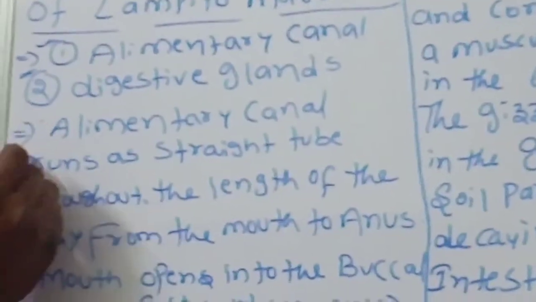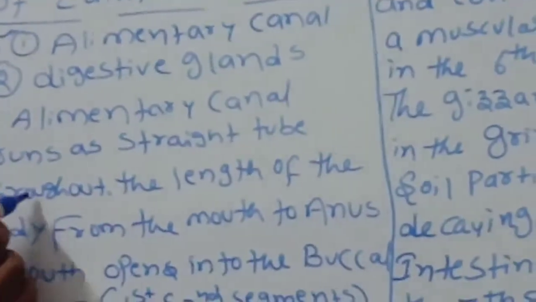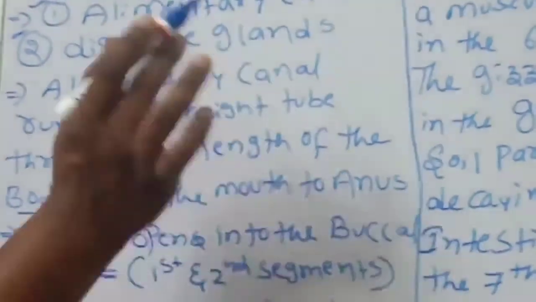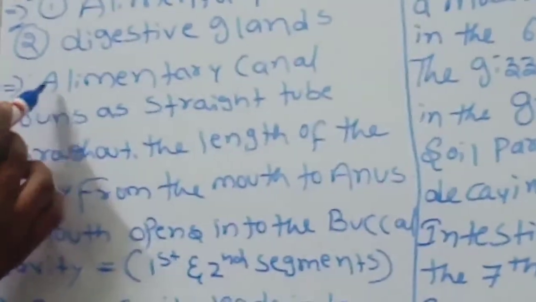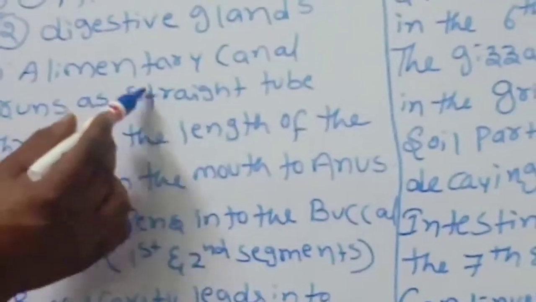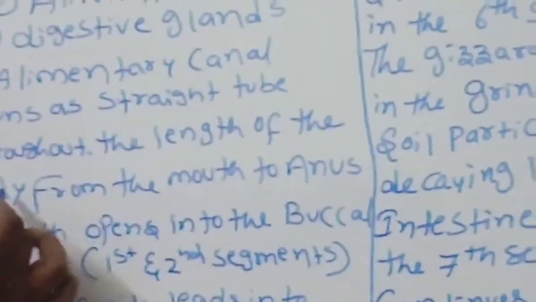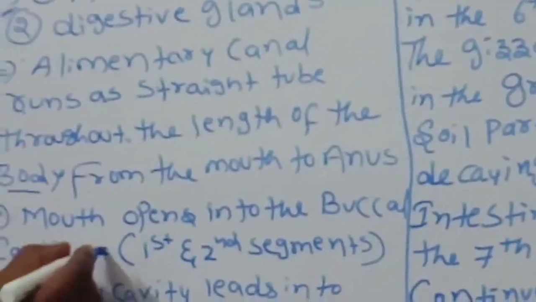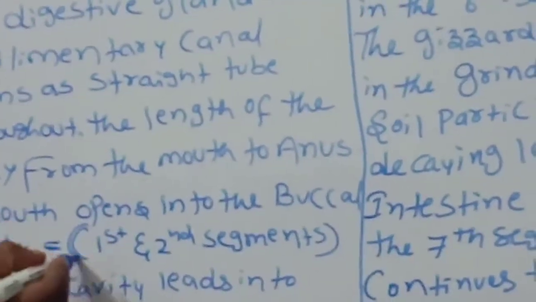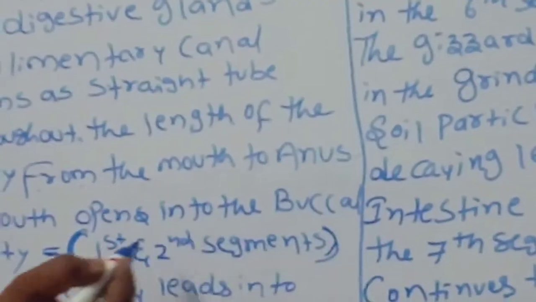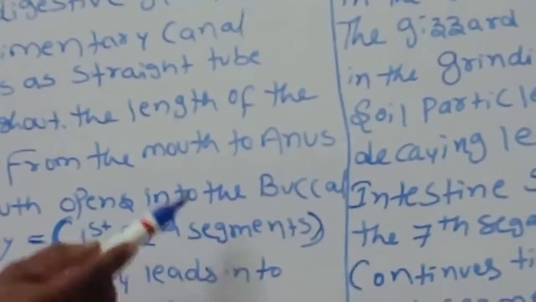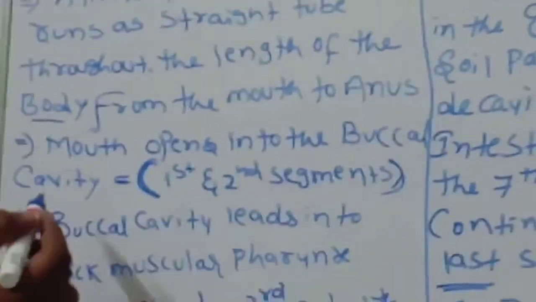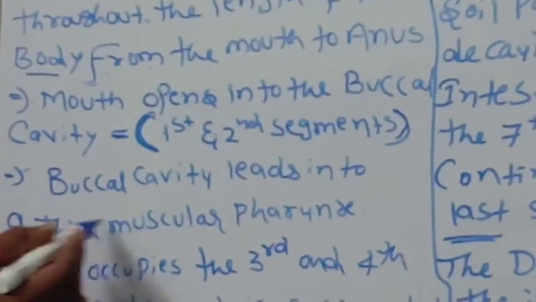The alimentary canal runs as a straight tube throughout the length of the body, from mouth to anus. The mouth opens into the buccal cavity. Which segments are these? First and second segments. Then the buccal cavity leads into a thick pharynx.